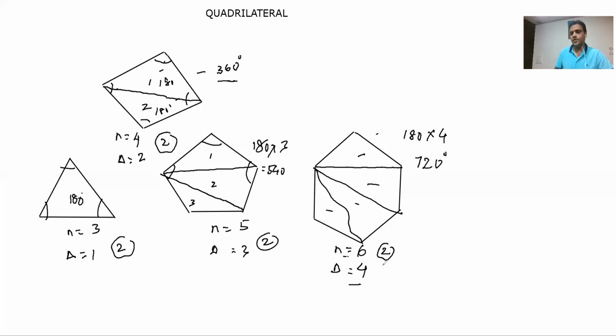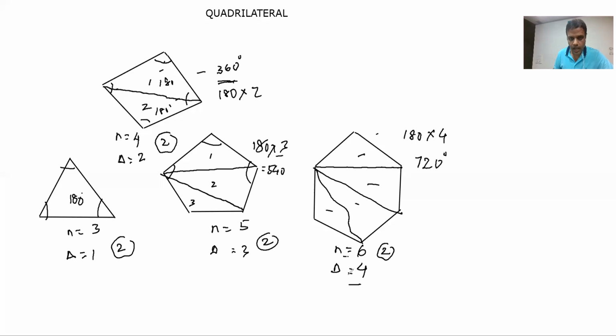This is very interesting. Why? Because now I can find the sum of the internal angles. The way it was 2 triangles, I multiplied 180 into 2. This 360 is how? 180 into 2. This is 180 into 3, which means this 3 was very important. This 4 was very important.